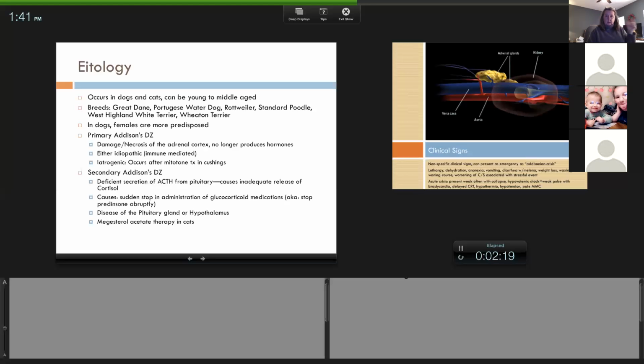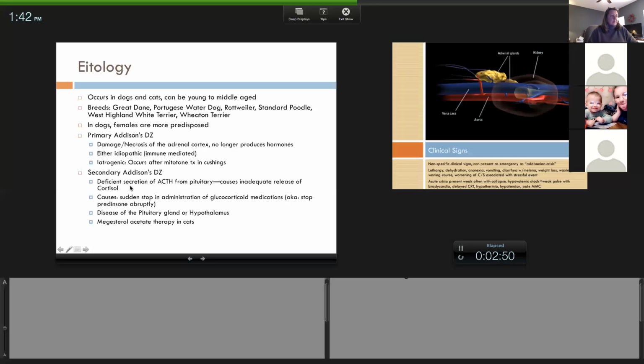So if I go backwards, when we give this drug, mitotane, we are going to need to constantly monitor that dog, monitor those glucocorticoid and mineralocorticoid levels when we're doing that treatment to try and prevent it. You try to do a dose where you don't cause complete necrosis and put them into Addison's. So that's why animals on those medications need to be monitored during that course of treatment.